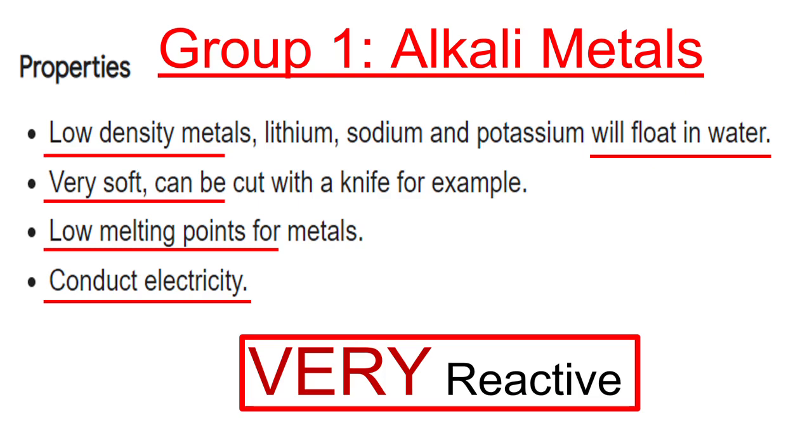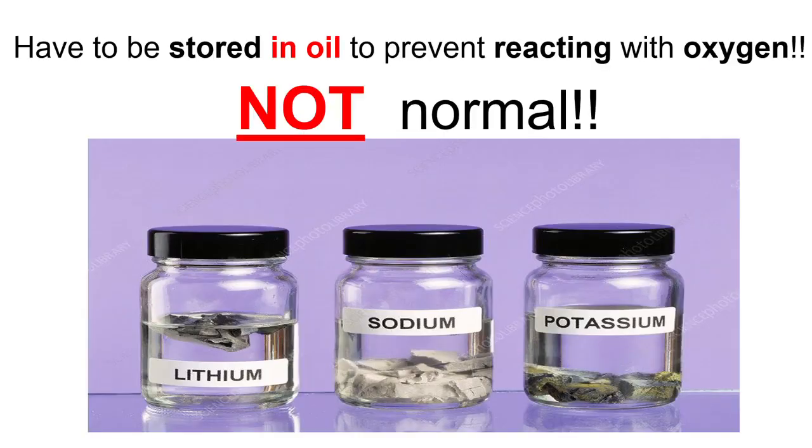Right, group 1, the alkali metals. They are low density. They'll float on water. That's not like a normal metal. They're very soft. You can cut them with a knife. That's not like a normal metal. They have a low melting point, like 60, 70 degrees, but they do conduct electricity. The main thing, though, is they're really reactive, okay? You have to store them under oil to stop them reacting with oxygen.